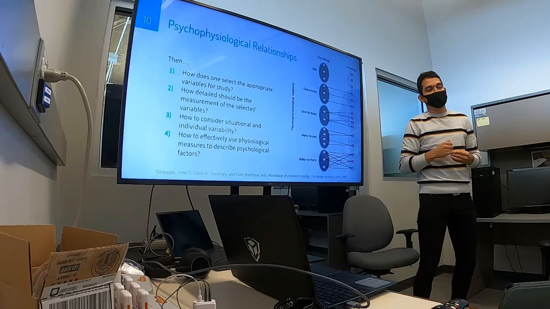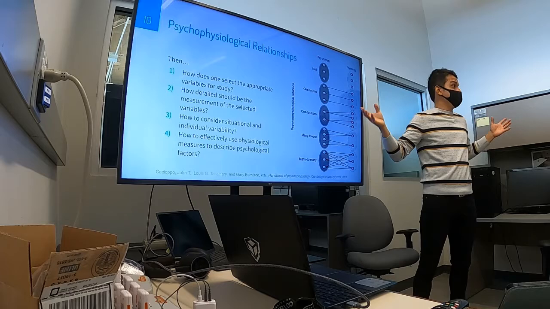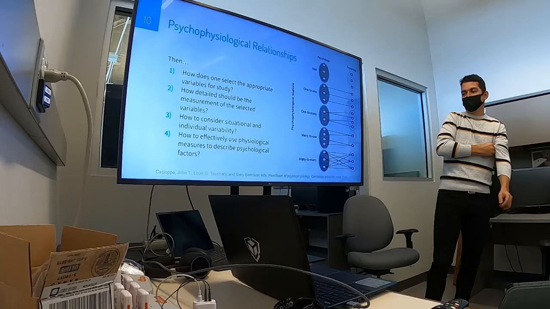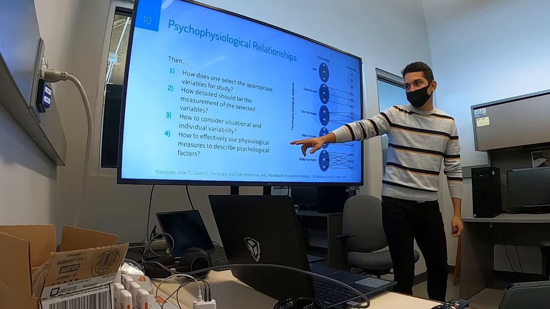For instance, temperature, humidity, the presence of other people around, or other distractors around. So context is normally a hard thing to consider. And how to effectively use physiological measures to describe psychological factors.